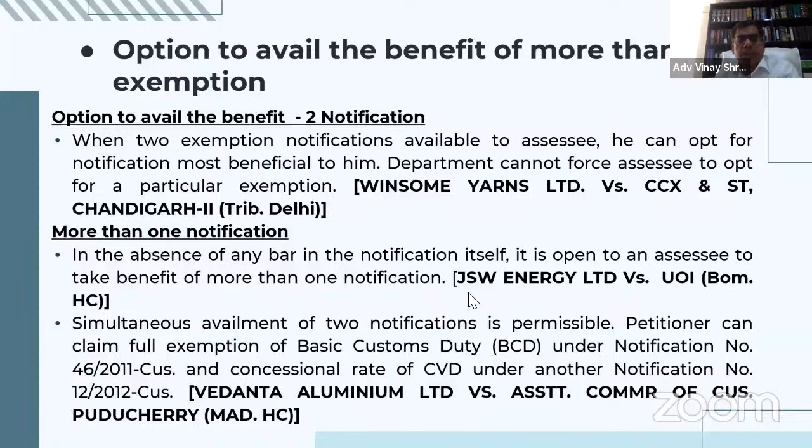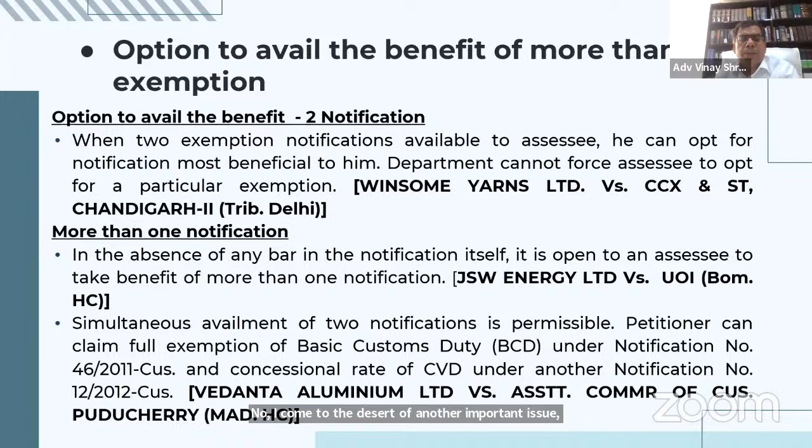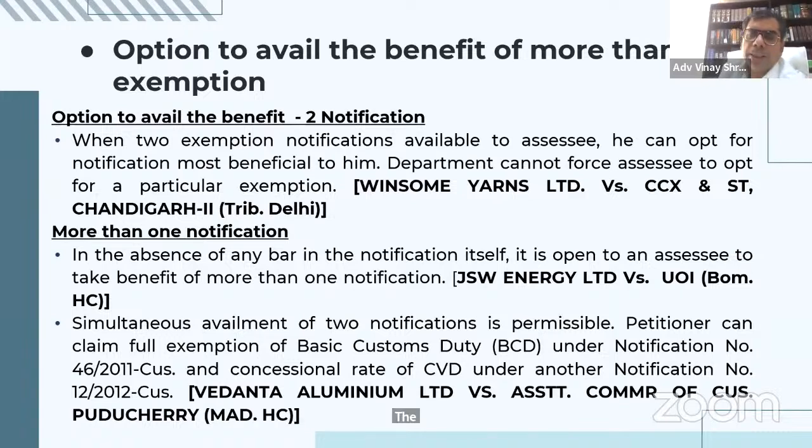Now I come to the discussion of another important issue, which is, suppose that one is entitled to the benefit of two exemption notifications simultaneously. One of the questions is whether one can avail both the exemption notifications, or, if two are available, whether one can opt to choose which one to opt for.